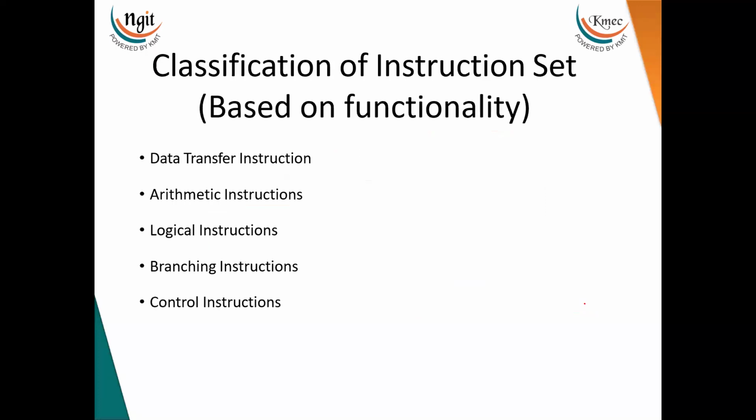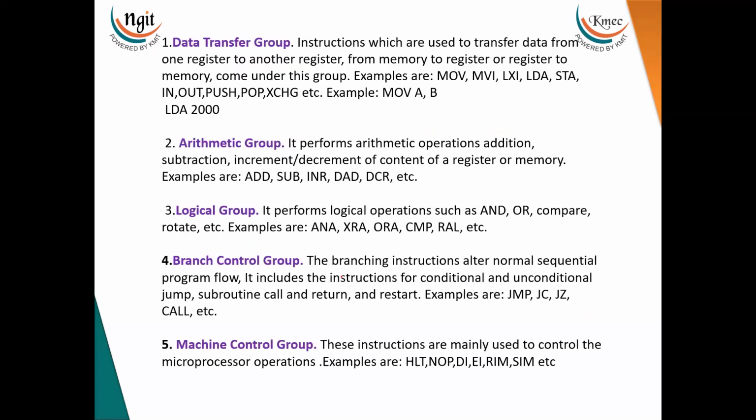Now we will see the classification of the instruction set based on functionality. There are five different types of instructions: data transfer instructions, arithmetic instructions, logical instructions, branching instructions, and control instructions. Now we will see what these are and some examples.